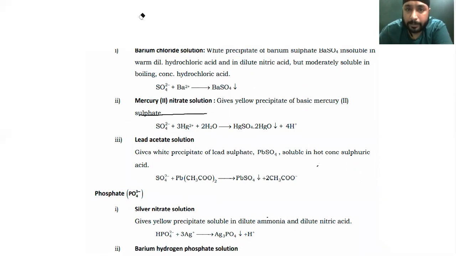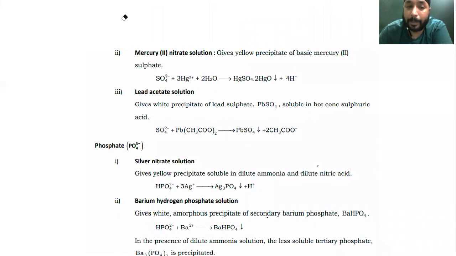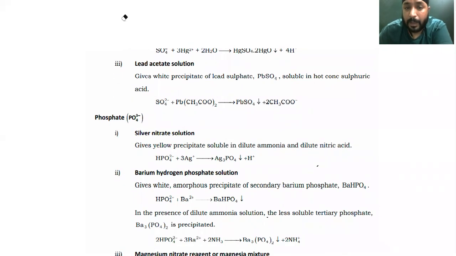Now, after this, for sulfate, you have lead acetate. Again, I'll get a white precipitate of lead sulfate. And lead sulfate is soluble in hot concentrated sulfuric acid. It gets further soluble in hot concentrated sulfuric acid. It is a white precipitate. We have done all this lead sulfate reaction already.